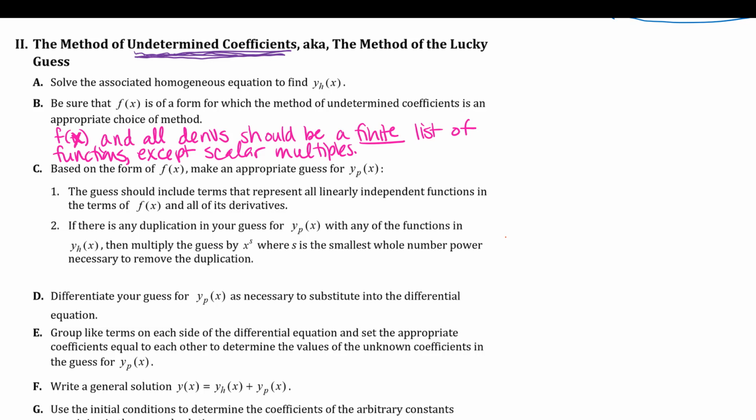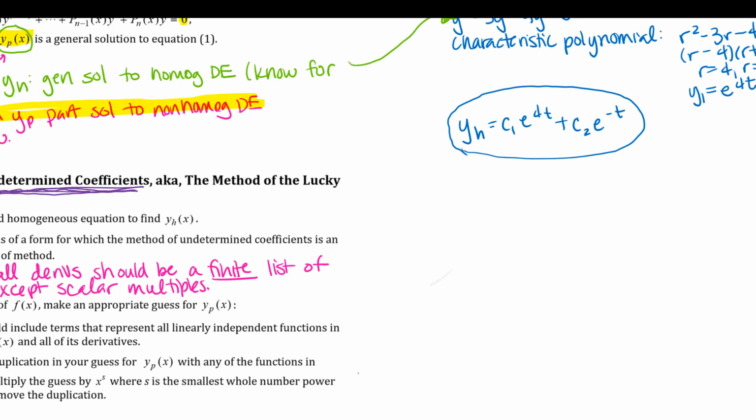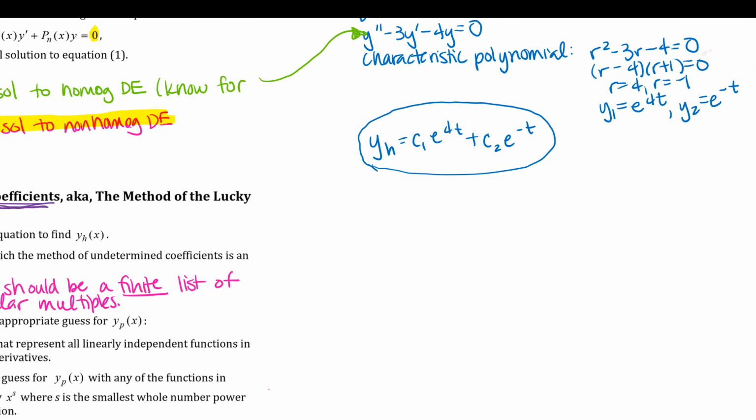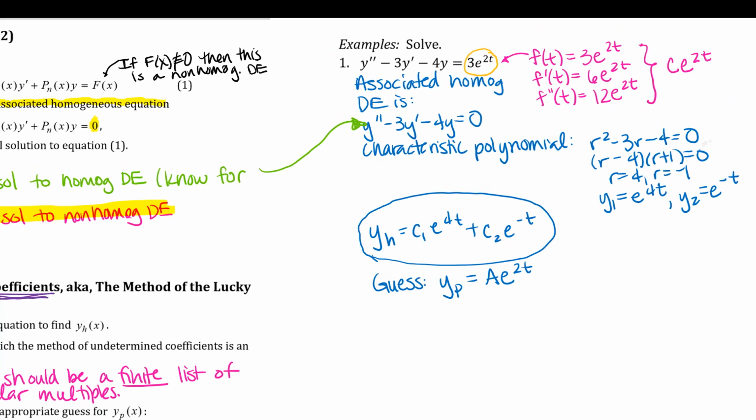All right, so I need to be able to make a guess that includes terms that represent all linearly independent functions in the terms of f of x and all of its derivatives. So in the example we were looking at, that f of x and all of its derivatives were scalar multiples of e to the 2x. So I'm going to guess. There was a textbook I taught out of before that called this the method of the lucky guess. It's not really a lucky guess, it's an educated guess. But you're going to guess that that yp function is some constant times e to the 2t.